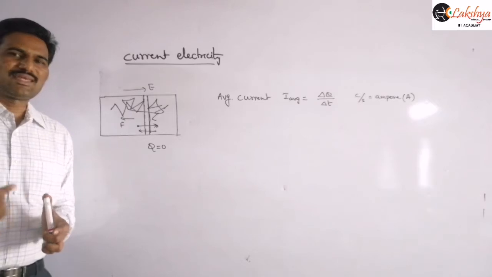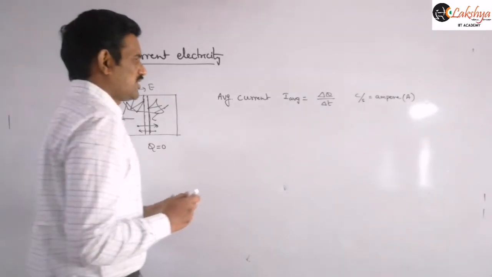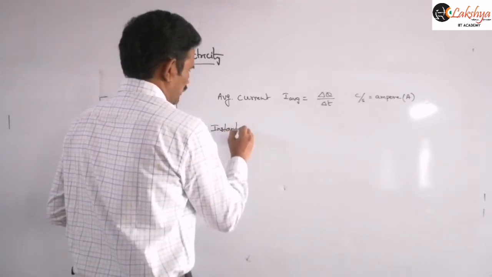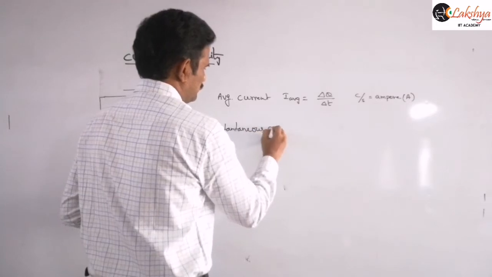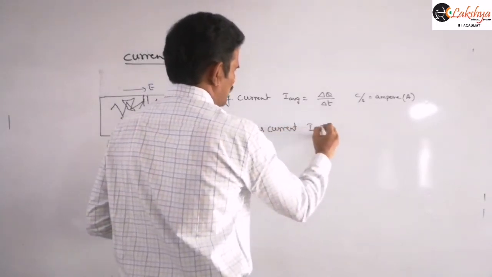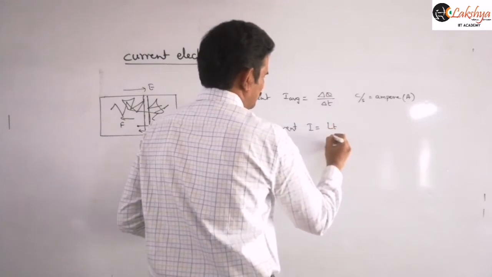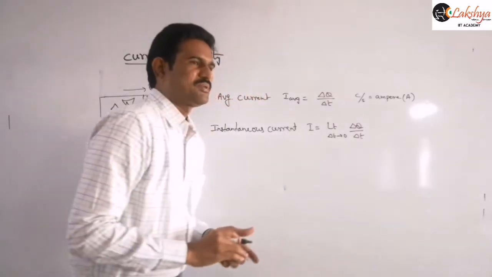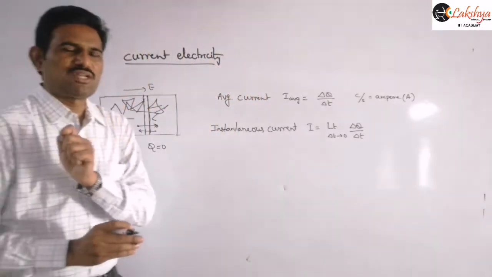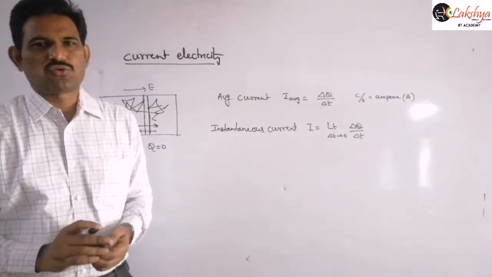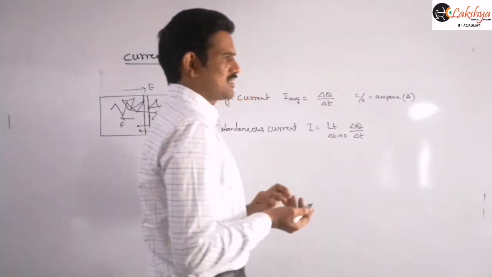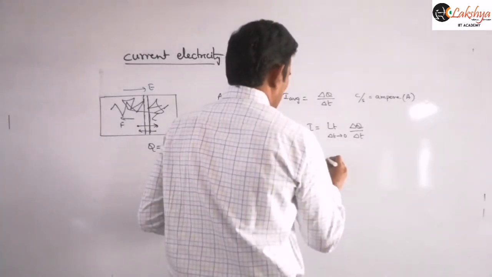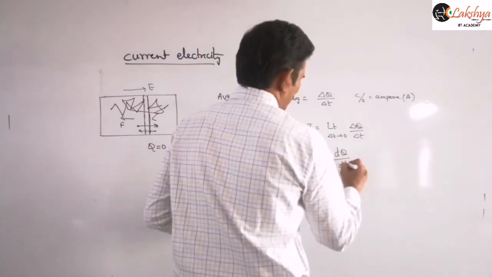Now suppose you want to define the instantaneous current. The instantaneous current, I, is equal to the limit as delta t tends to 0 of delta q by delta t, right? That means when delta t is tending to 0, when the time interval is very small, you can almost consider it as a point in time. So the instantaneous current is the current flowing at any particular point of time or instant of time. And this can be expressed as dq by dt, right?